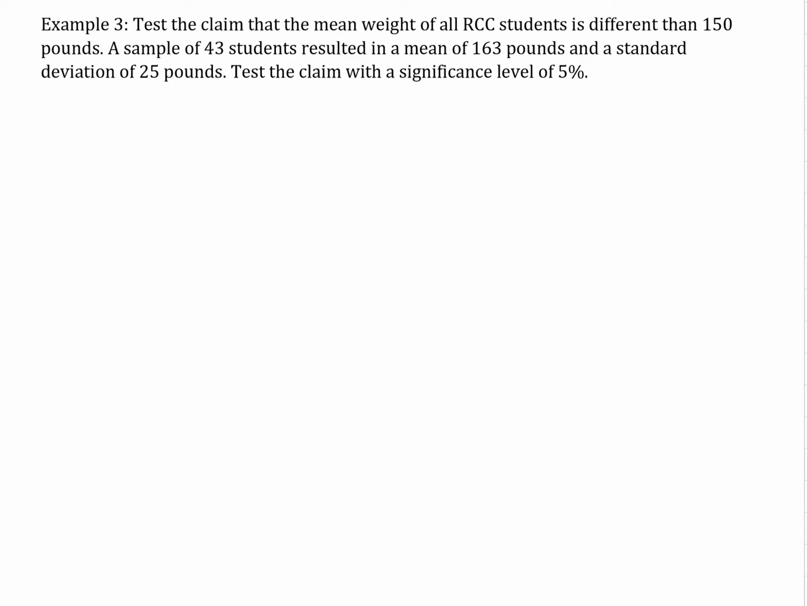So the information that we are given in the problem is that mu is equal to 150. Since we are testing the claim that it is different than 150, we will take mu equal to that. The sample had 43 students in it, so our sample size n is equal to 43. That sample gives us a sample mean of 163 pounds, so that is our x bar. And it also gives us a sample standard deviation of 25 pounds, so that is our s. Our little s is 25.